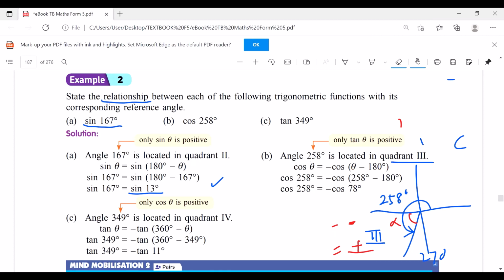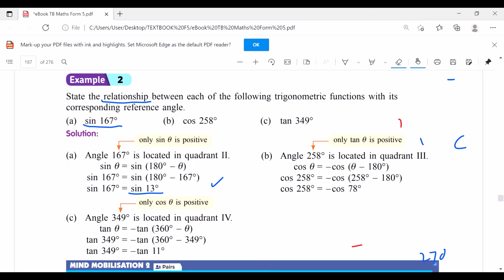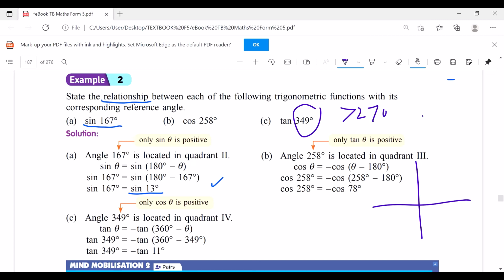Okay, last one, last example. Let me make this disappear. Okay, so for C, 349, it is already more than 270, so it'll pass the third quadrant. It'll be here. From here up to here, 349 degrees. So the reference angle will be here, the corresponding reference angle.